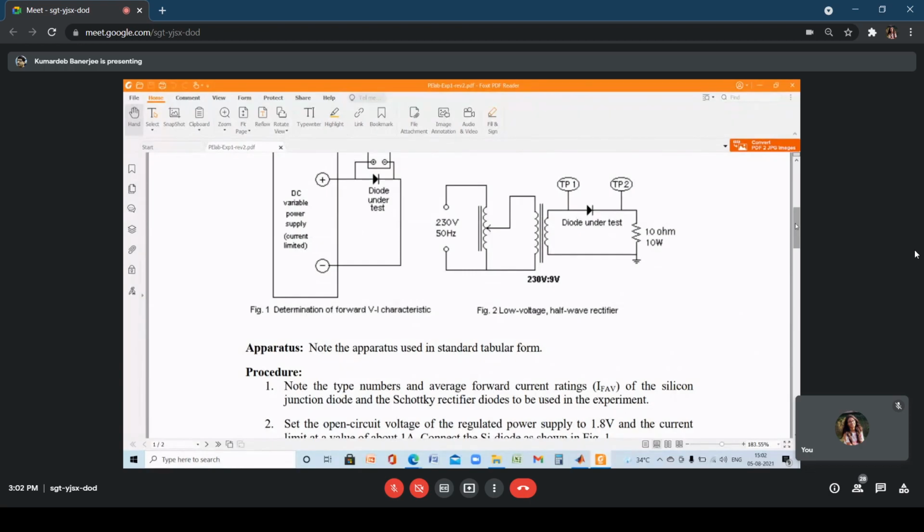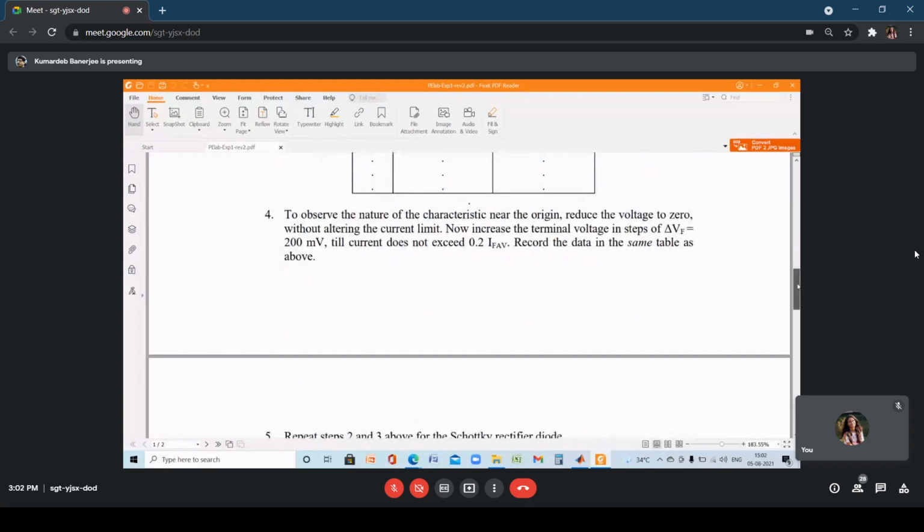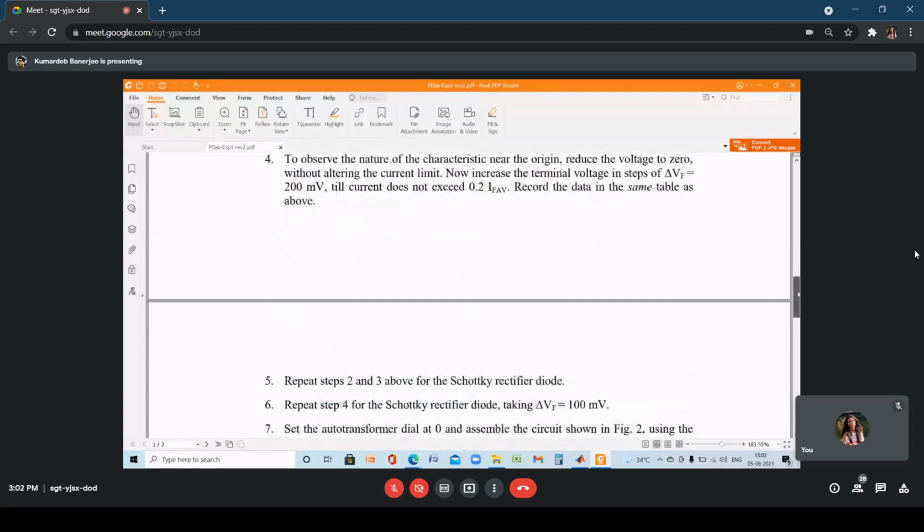Then we come to the second part of the piecewise linear model, namely the part where the conduction is yet to begin, or even if it starts, the current is very small because we have not crossed V gamma. So there, the standard technique, as given in point 4, is as follows.